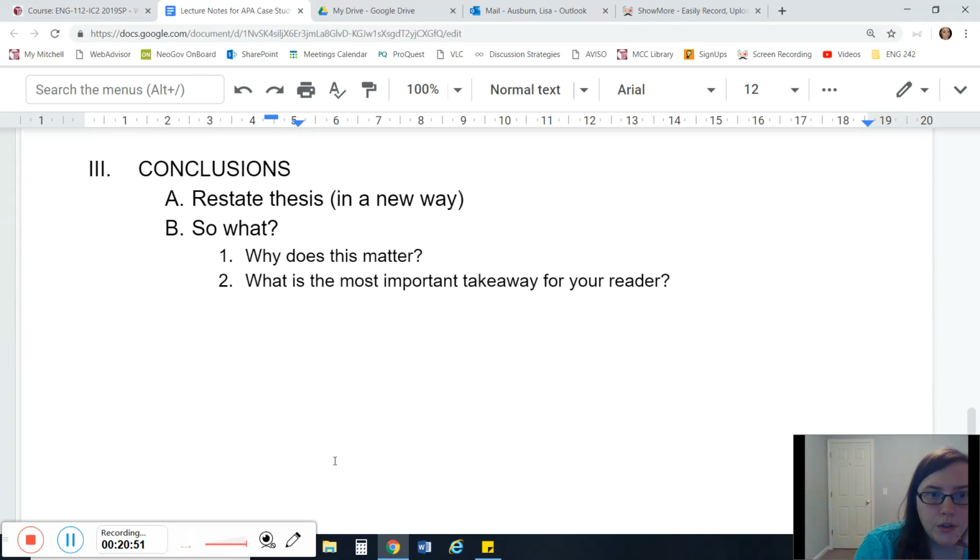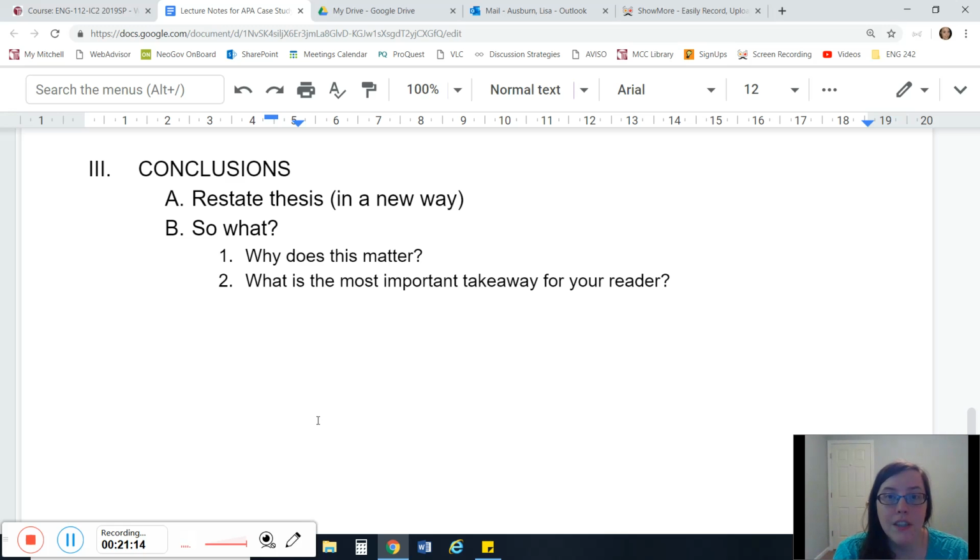Finally, you have your conclusion. So you should do in this conclusion what you do in every other conclusion. Restate your thesis in a new way. Don't just copy and paste it from your introduction. And then answer the question, so what? Why does this matter? What's the most important takeaway for your reader? What is it, again, that you really want them to understand? Not about your case study, but about social media. Make sure that your conclusion focuses on social media.